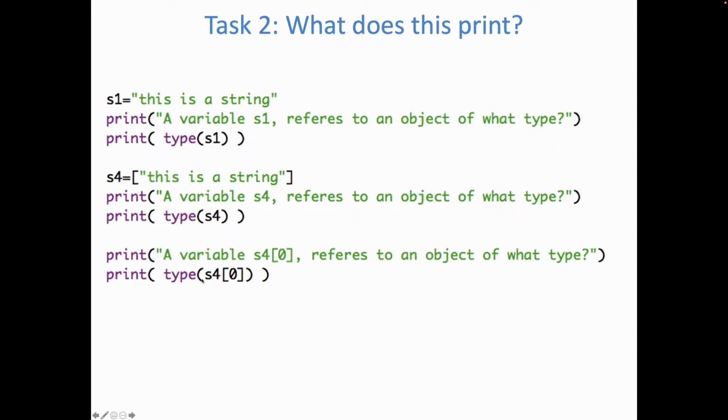And then we print the type of s4[0]. s4[0] means the element at index 0 of the list s4. It is a string, so the type of it is a string. You can verify this in the Python shell.